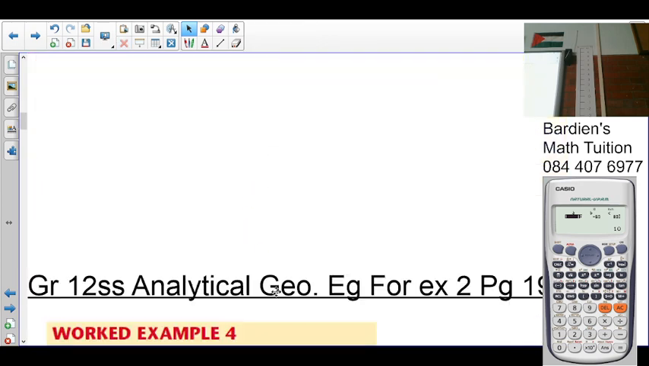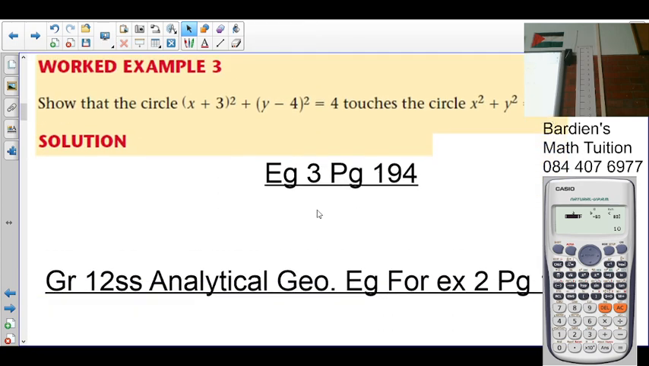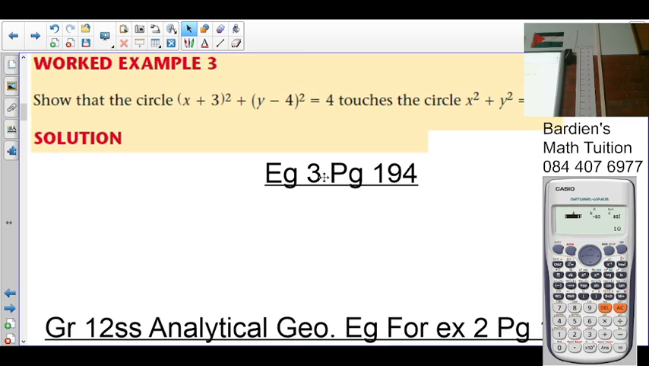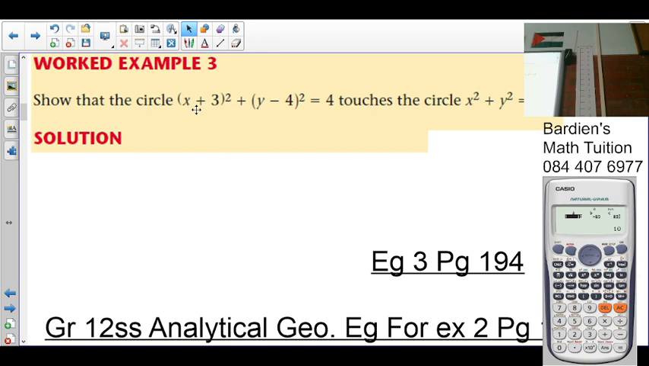So now we're looking at example 3, and example 3 is on page 194. We are asked to show that (x plus 3) squared plus (y minus 4) squared is equal to 4 touches the circle x squared plus y squared equals 9. So in that case, what are we proving? We're proving that the distance between the two centers is equal to the sum of the two radii. That's basically what we're proving. Can you see that, people? So in other words, I need the centers of the circle.